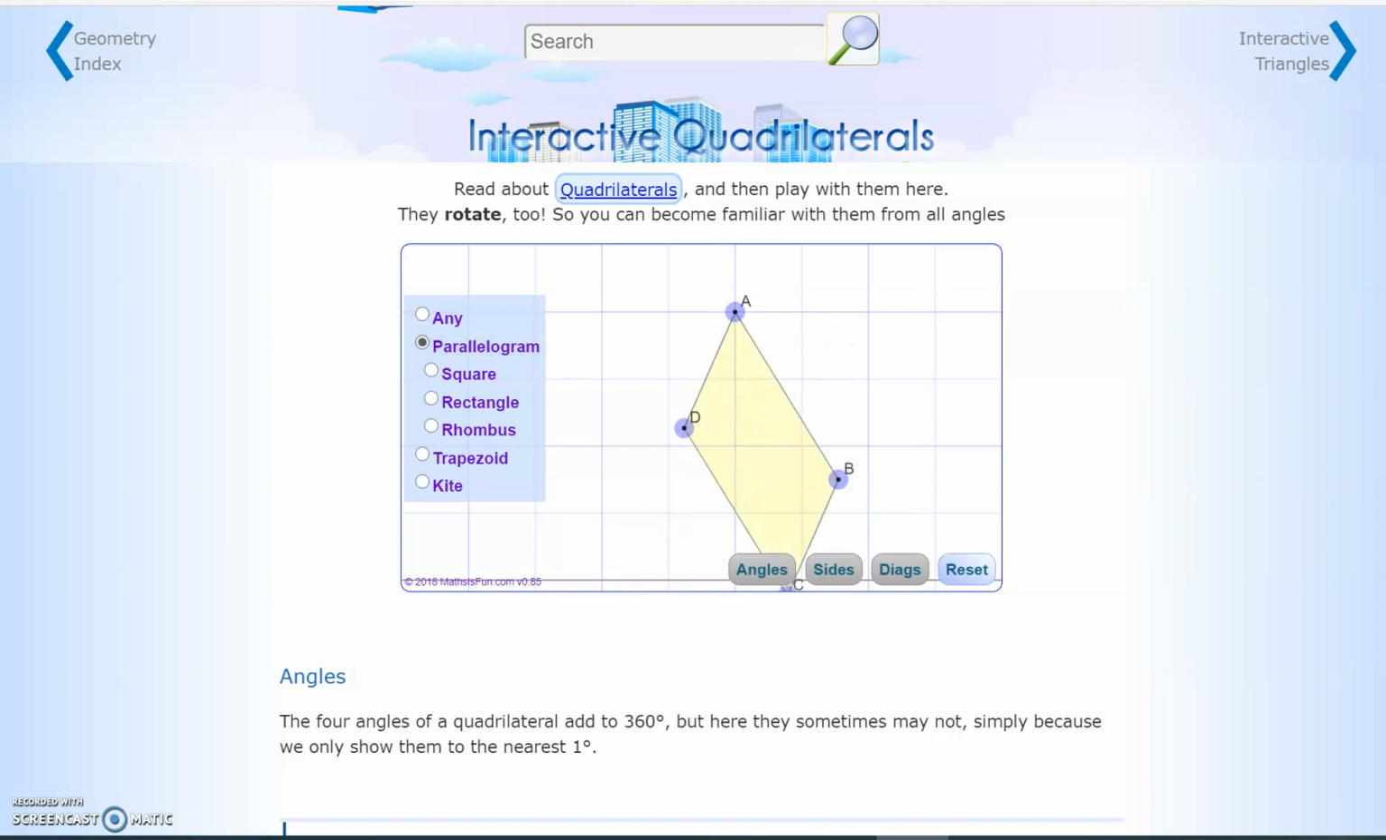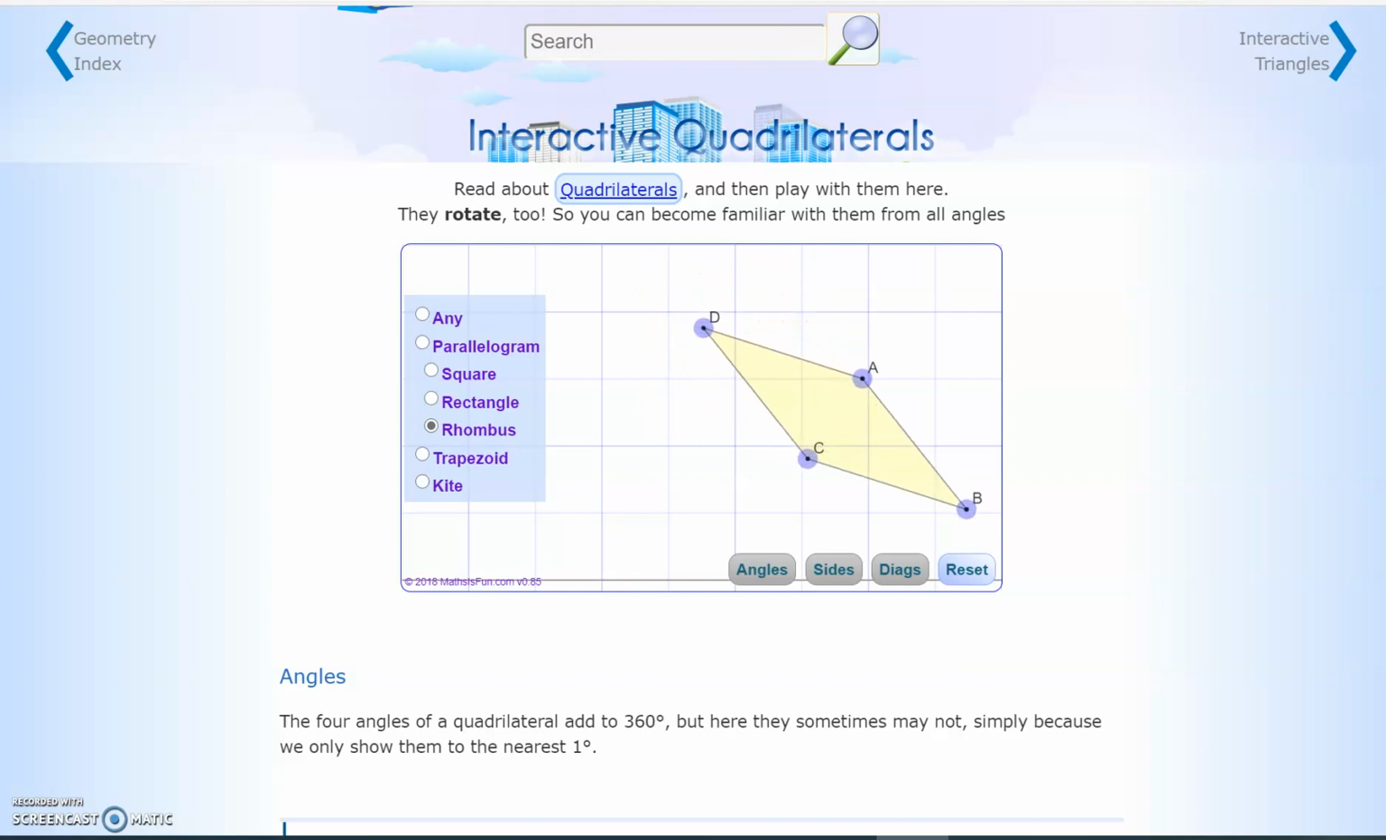So if we want just parallelograms, see how if I move B, it has to keep them parallel, so it changes the others. In a square, these are all 90 degrees, so I can make it bigger, I can move it around, but I can't change the ratio of my sides here. They all have to be the same, and they're all 90 degrees. In a rectangle, I can make it longer or shorter, wider or thinner, but they all have to still be 90 degrees, and opposite sides have to be parallel.